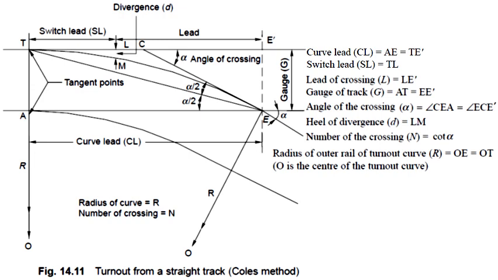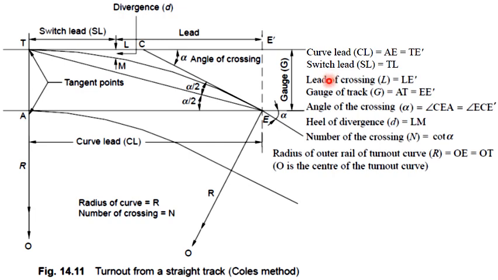So this figure shows the layout of a turnout. We can see the different notations here. First one is curve lead, which is AE or TE dash. Next one is switch lead, which is TL. You can observe the notations in the figure also. Curve lead AE or TE dash.